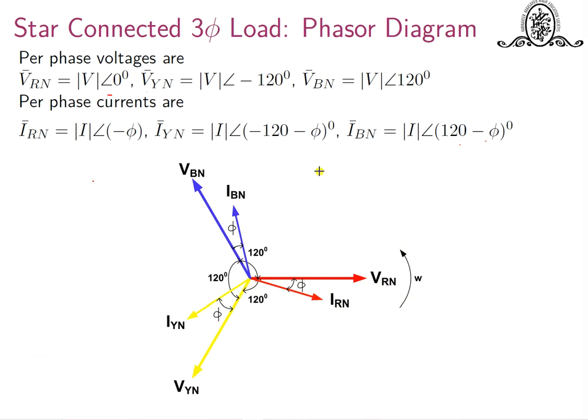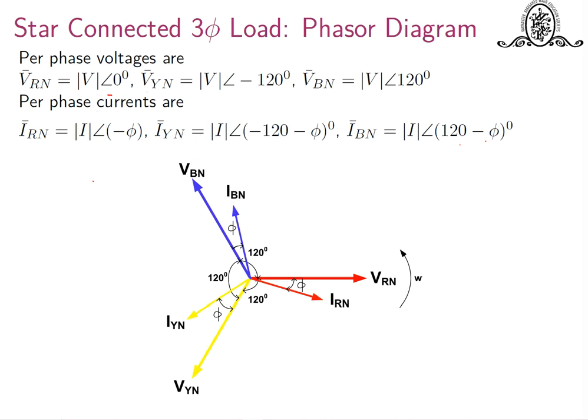So how do we understand the lagging and leading concept? Let us consider this is a point, and the phasors are rotating. Who is reaching first? VRN is reaching first. Then who is reaching here? IRN, after 5 degrees. Then VYN is reaching after 120 degrees. Then IYN is reaching after 120 plus 5 degrees. Then VBN is reaching at this point. Then IBN is reaching at this point. In this way we can understand the lagging and leading concept.